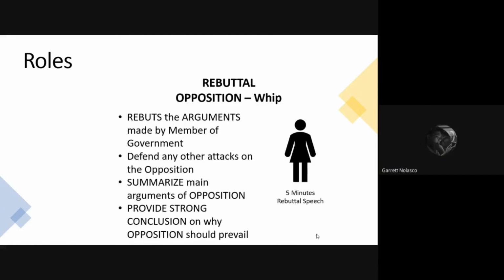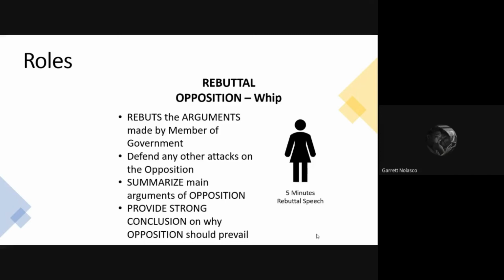the rebuttals. The third speaker of each side will now be in charge of rebutting arguments, but they are not allowed to present any new arguments. So this emphasizes the role of the first two speakers. The role of the rebuttal speaker is only to counter the arguments made by the second speaker and then defend their position, summarize the main points of their side, and then provide a strong conclusion.